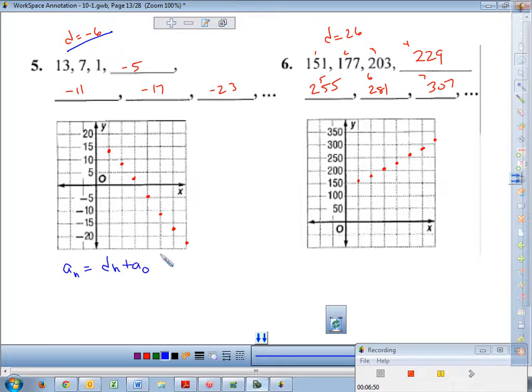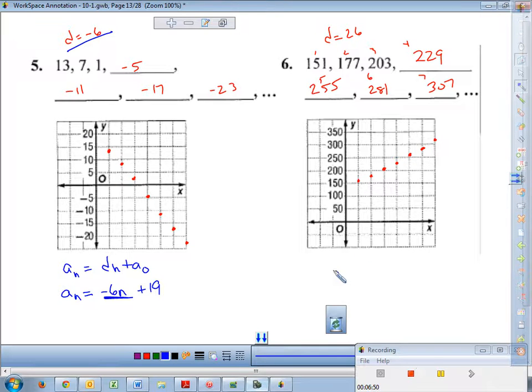Plus the 0th term. Any term you want in the sequence is the common difference, which is negative 6, times n. This is not a subscript now. That's up in the same level. That's a real base right there. Plus the 0th term. Well, these are going down by 6, so I need to go up by 6. And 13 plus 6 is 19.